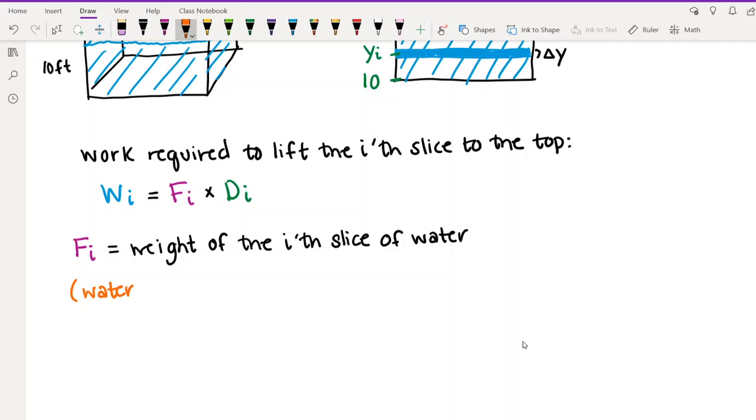Let me think of how I want to say this. So water, let me actually say it this way. I'll just rewrite it. Sorry. I was trying to think of the best way to say this, but I'll just rewrite it.